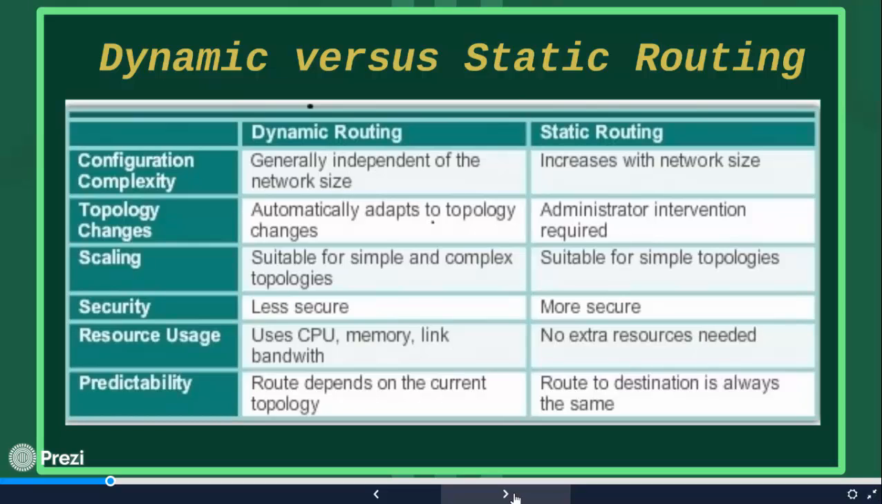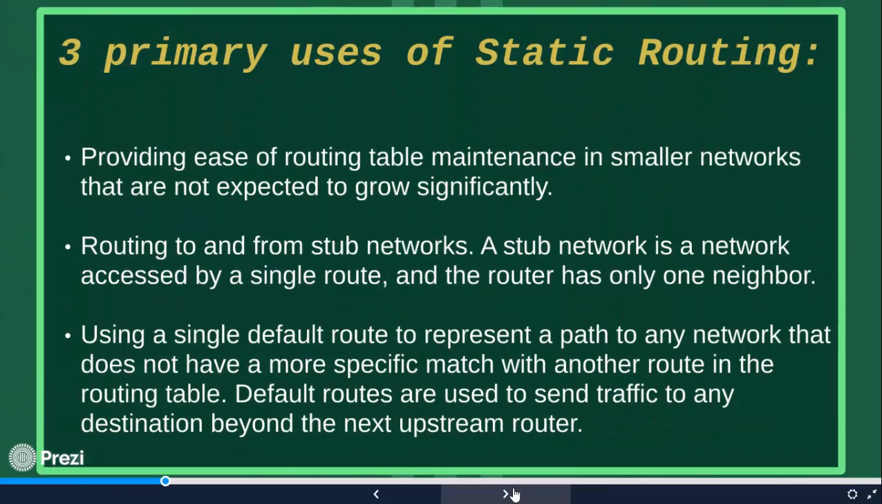Predictability: in dynamic routing, it depends on the current topology. For static, the route to the destination is always the same because it's fixed. So that's in static routing. There are three primary uses of static routing.